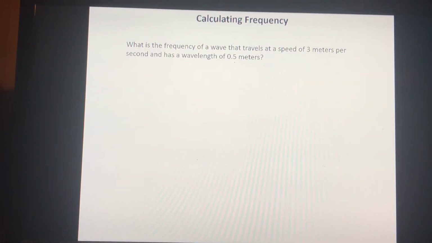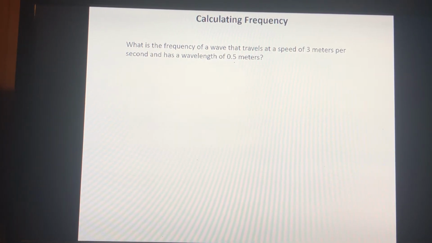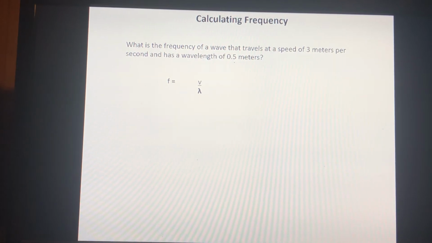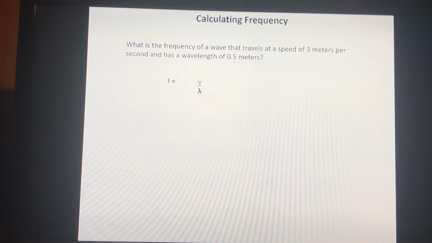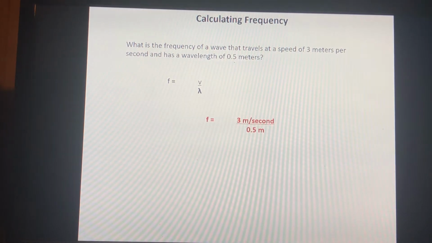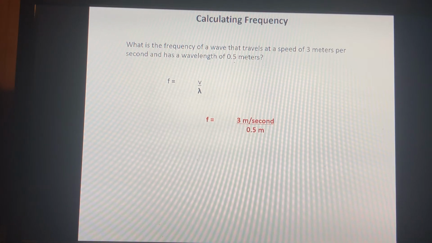Now we're going to put this into practice. What is the frequency of a wave that travels at a speed of 3 meters per second and has a wavelength of 0.5 meters? And so we're going to use our formula, and this is one that you need to memorize for the quiz. You need to memorize F equals V over lambda. Frequency equals speed divided by wavelength. Once you have that memorized, it's very simple just to plug the numbers into that equation. So I have frequency equals 3 meters per second divided by 0.5 meters.